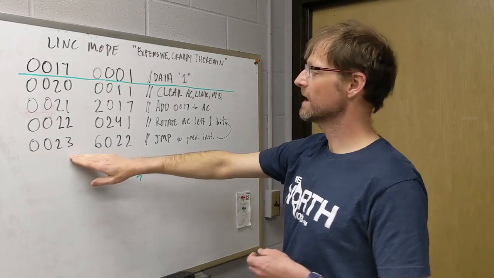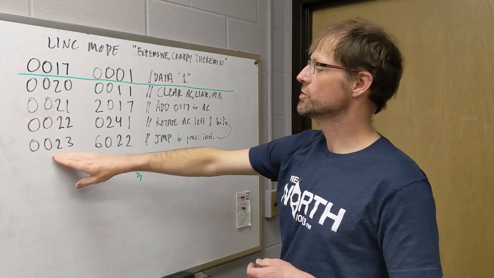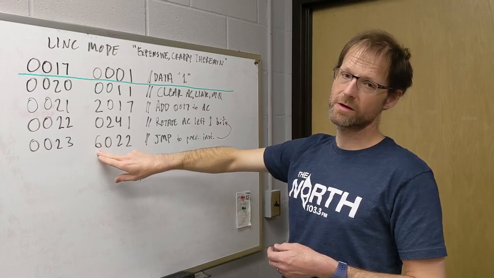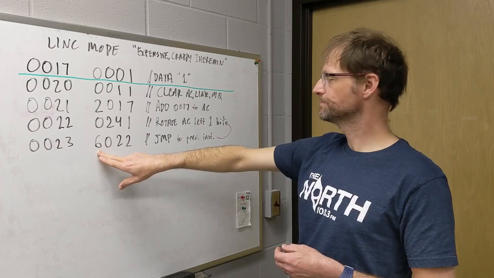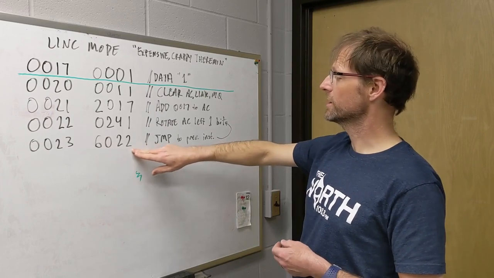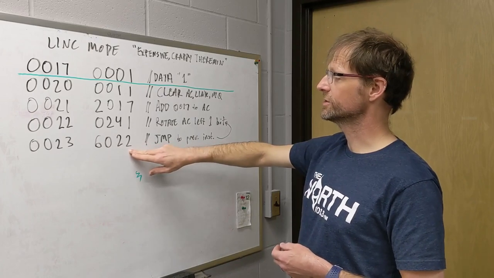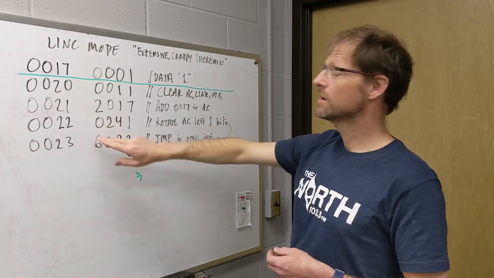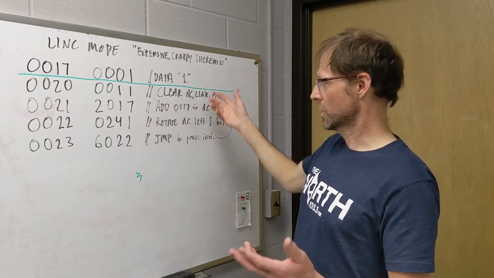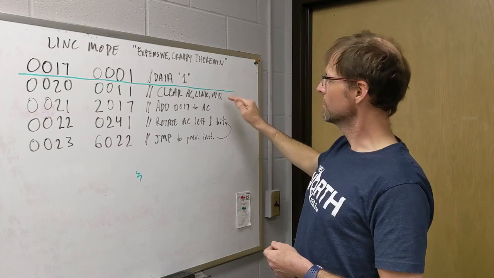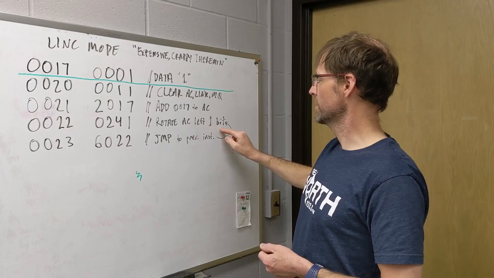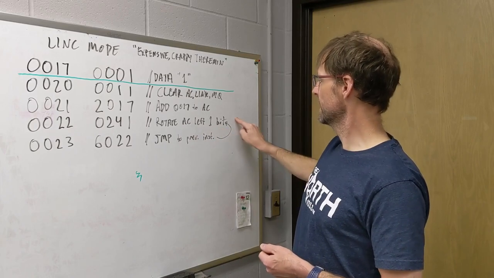And then our next and last instruction in address 0023 is 6022. And 6 is the unconditional jump instruction in LINC. And it is also direct. And so we're going to jump directly to instruction 22, which is here, which is our rotate. Okay? So what we're going to do then is clear. We're going to add 1 to the cleared accumulator. We're going to rotate it left one bit. And we're just going to keep rotating it left one bit.